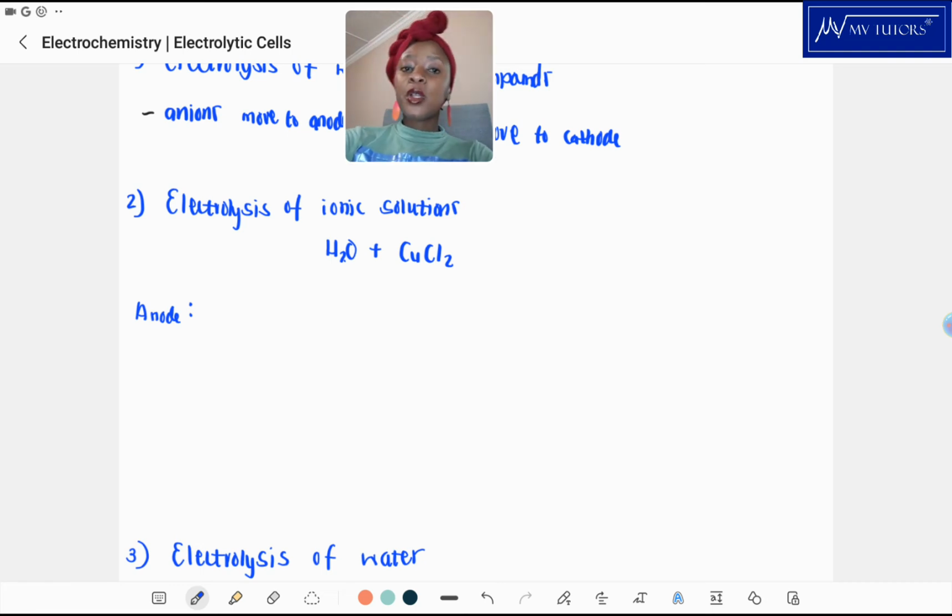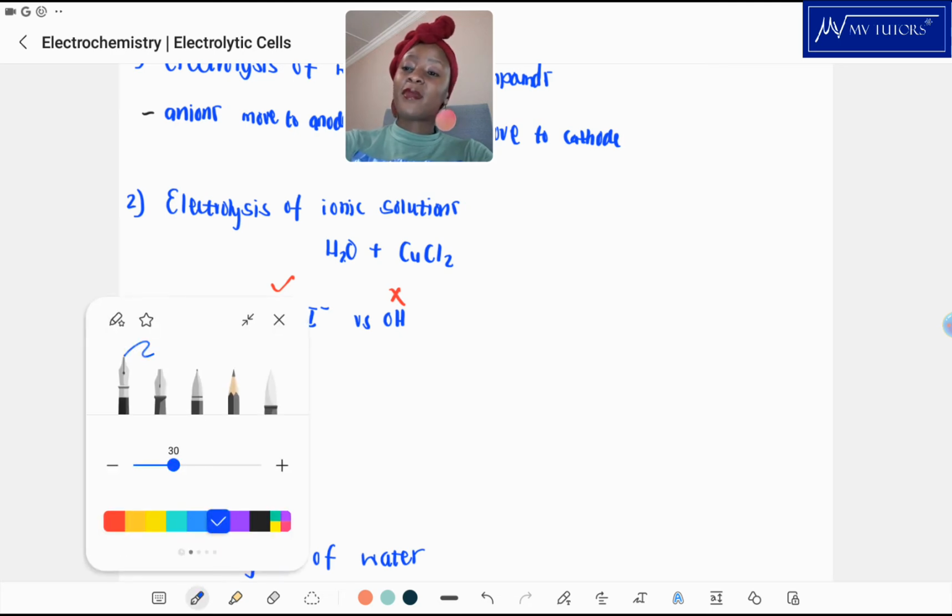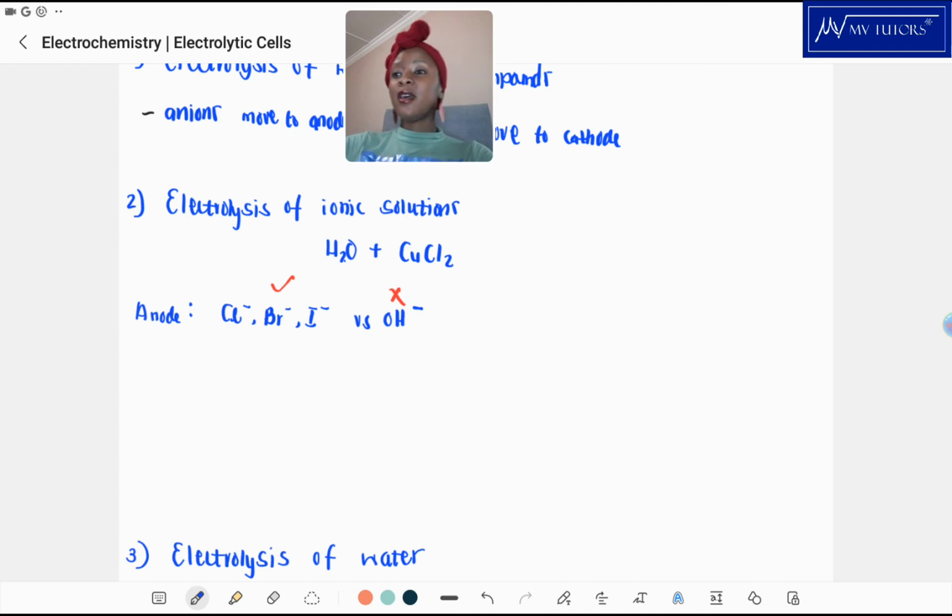If you look at your group 7 elements, you have fluorine, iodine, chlorine, bromine, but basically bromine, iodine, chlorine. If you have those, chlorine, bromine, iodine, versus the hydroxide, your group 7 elements are actually going to win. This is the one that will be oxidized, and the hydroxide in this case will not be oxidized. So basically that's when you have the group 7 elements.